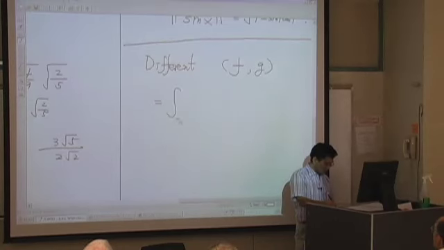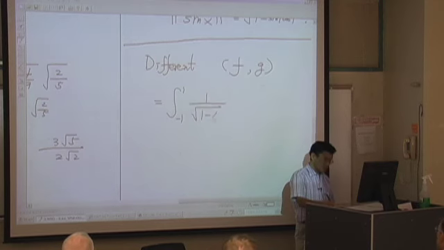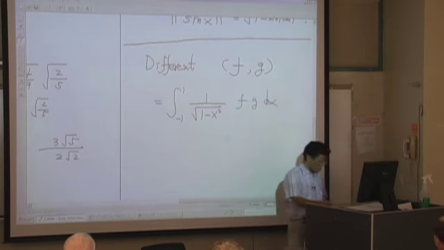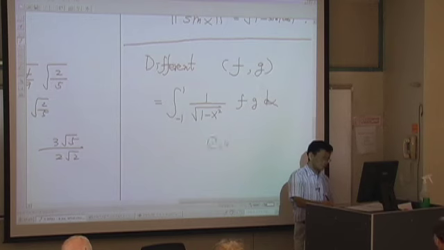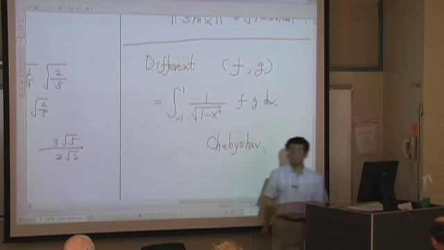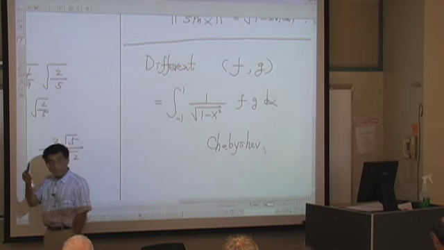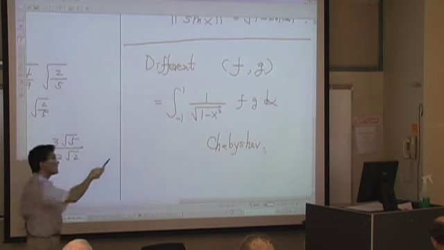Integrating from -1 to 1. The weight now is this function, and then f and g. So this is a famous case called the Chebyshev case. The previous one and this one have this big difference, right?